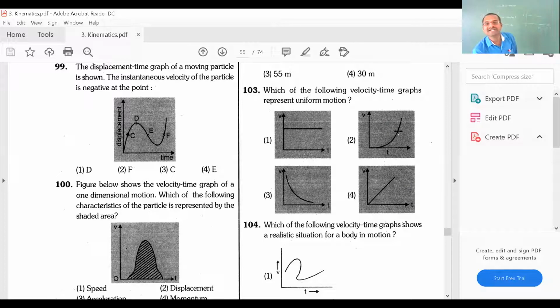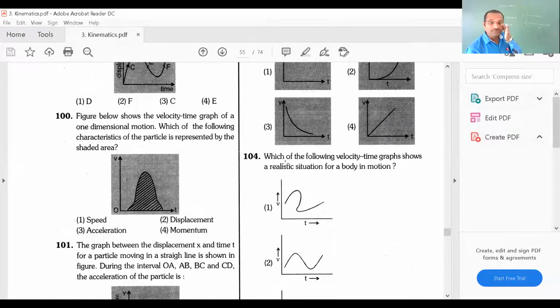Here there is positive acceleration, but it is not constant. Here acceleration is positive and it is constant. Here velocity is constant, so this is uniform motion. This option 1 is uniform motion. Got it? Next, question number 104.